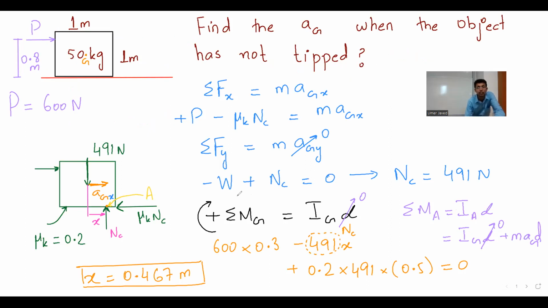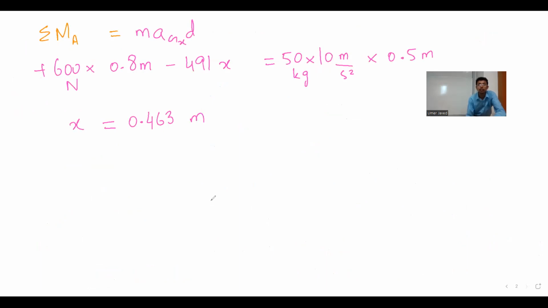Let's repeat. In a pure translation problem, summation of moment about center of mass equals IG alpha. Is this alpha 0? Yes. In a pure translation, this alpha is 0. Although when you expand it, then this alpha is 0. That's why when I used this expression of summation of moment about A, I am still getting the right answer.